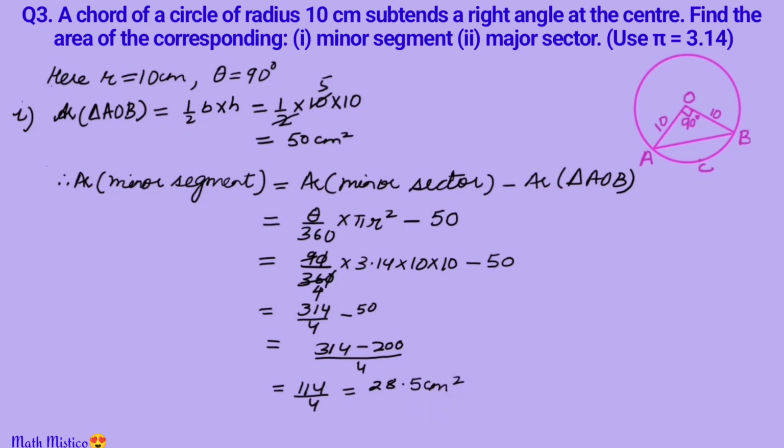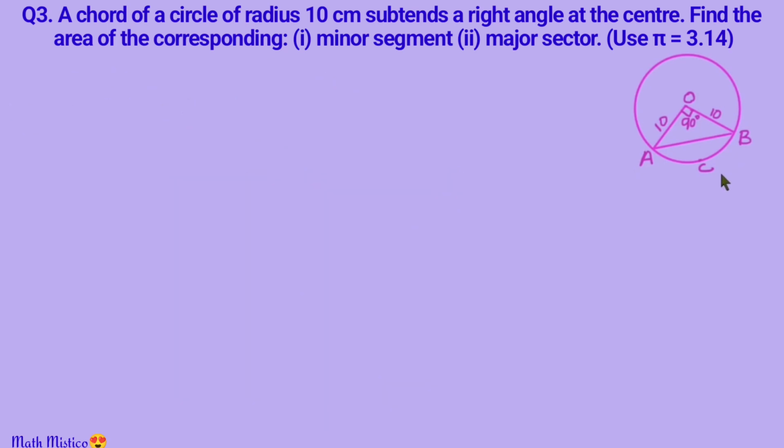So got an idea how to find the area of a segment? In the next part of the question, we have to find the area of the major sector, and the angle of the major sector will be 360 degrees minus theta, that is 270 degrees.